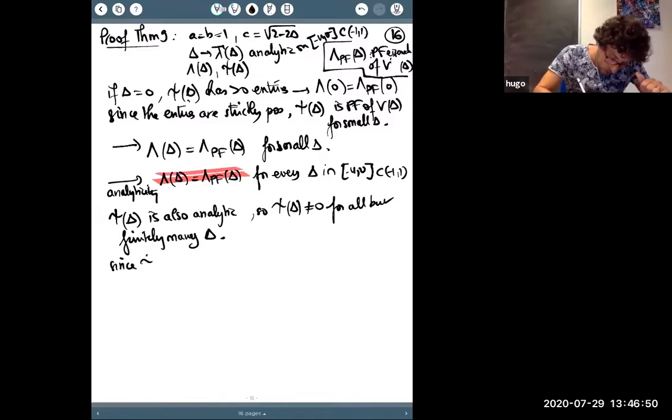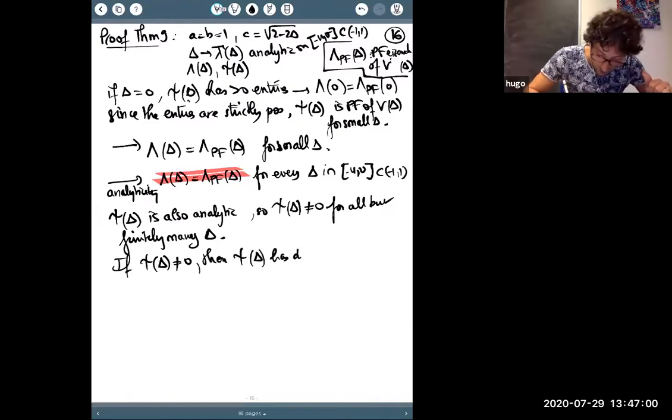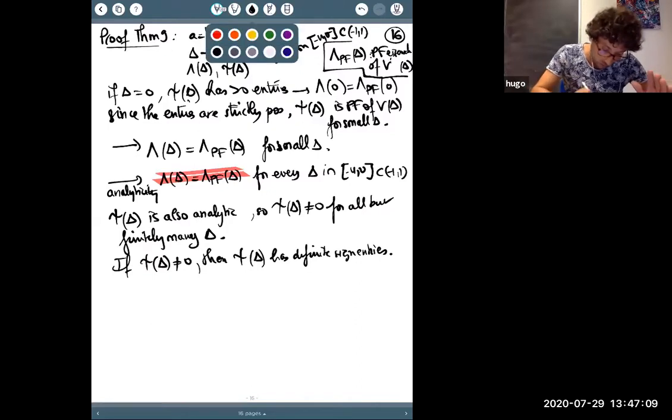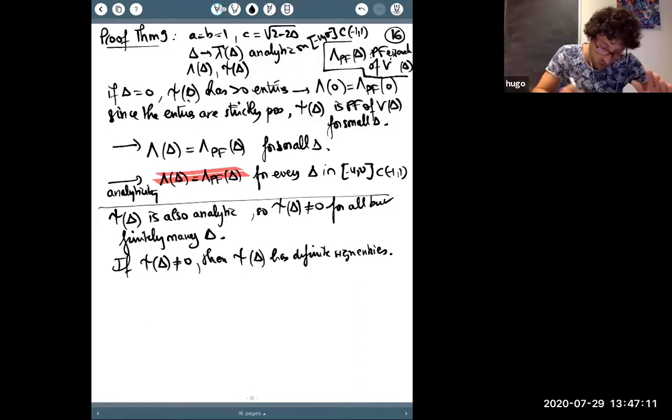So since psi of delta is non-zero, then psi of delta has definite sign entries. By the way, actually, this was what we wanted to prove. Huh? This is what we wanted to prove for these weights, for weights A, B equal 1 and C equals square root of 2 minus 2 delta.